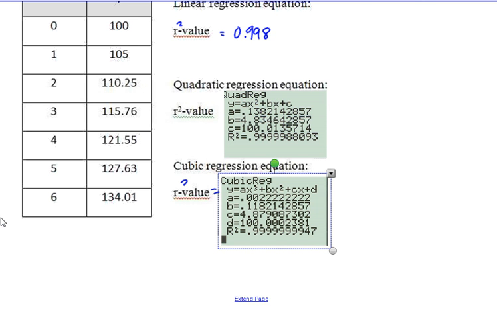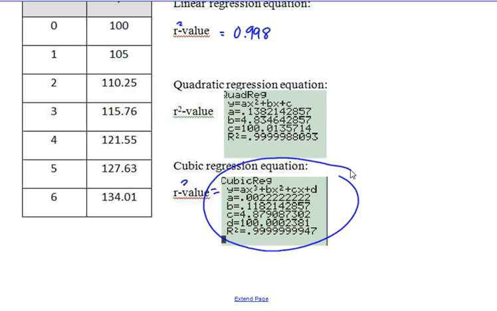It's pretty good. This is still really good. 0.998 is a really good regression. So this data kind of follows all 3 really well. But the best regression would be cubic. You want as close to 1 as possible. Okay, so cubic, because its R-squared value is closest to 1.